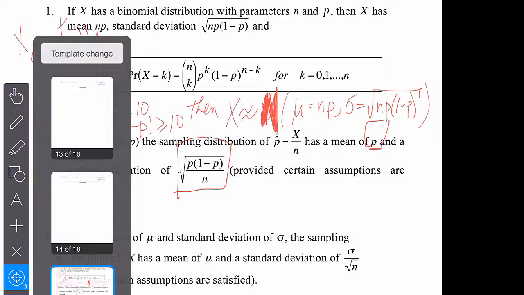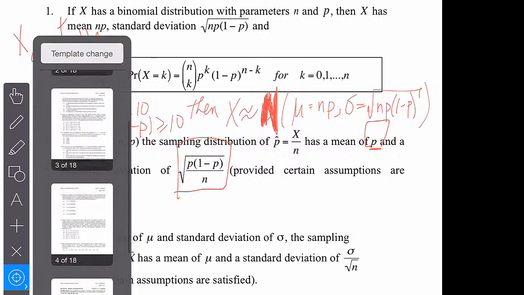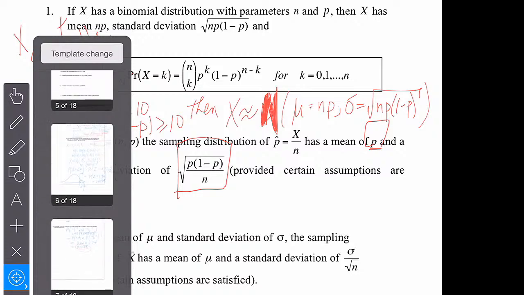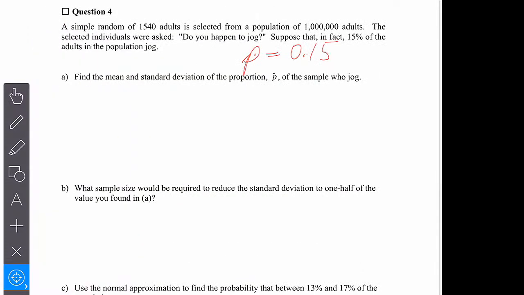I'm going to use that to solve this problem. Find the mean and standard deviation of the proportion p hat. So the mean is from the theory, number 2 in the formula sheet, the mean of p hat. I can write it like that, or I can just write it in words, is equal to p, which from the above information you're told it's 15%.